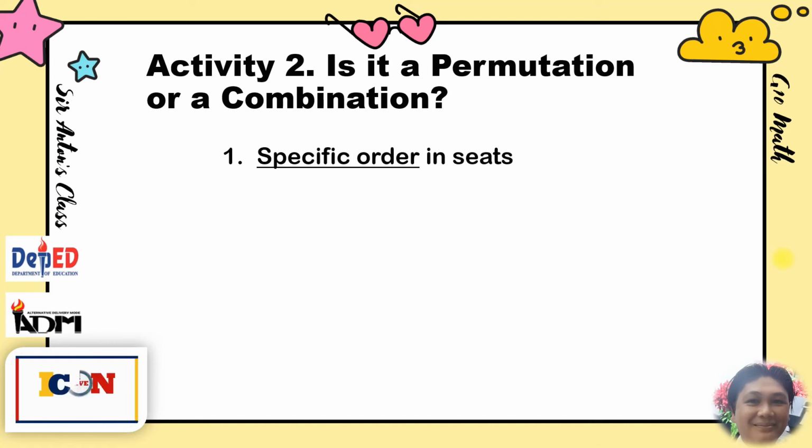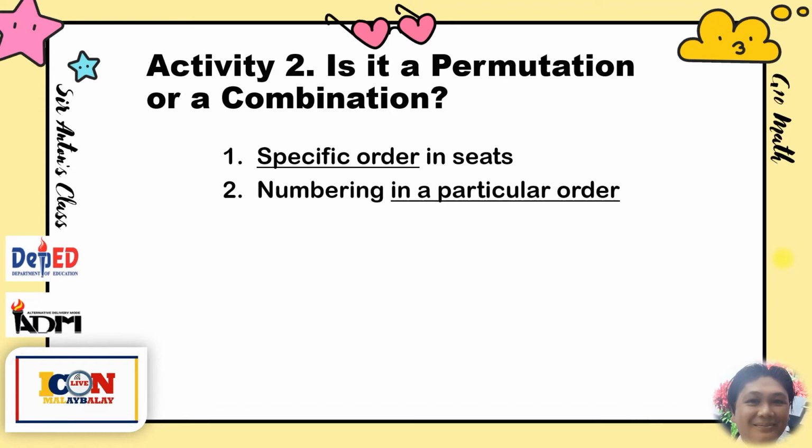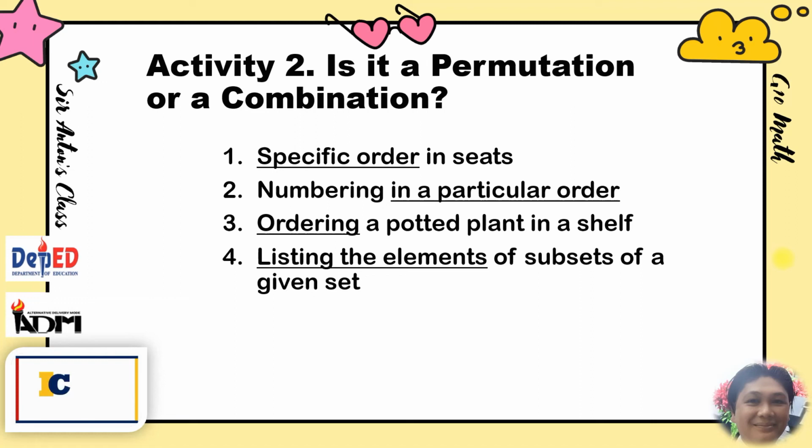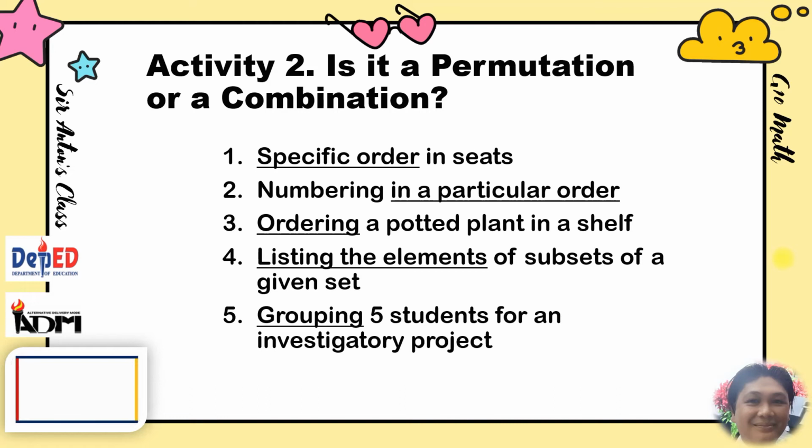Take note of the underlined word or words, and it will tell us what they are. Is it a permutation or a combination? Number 1, specific order in seats. Number 2, numbering in a particular order. Number 3, ordering a potted plant in a shelf. Number 4, listing the elements of subsets of a given set. Number 5, grouping 5 students for an investigatory project.